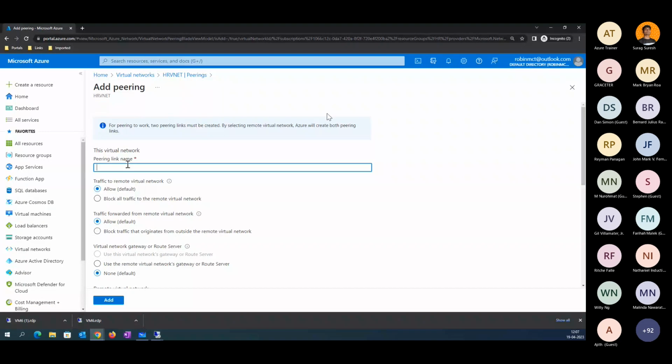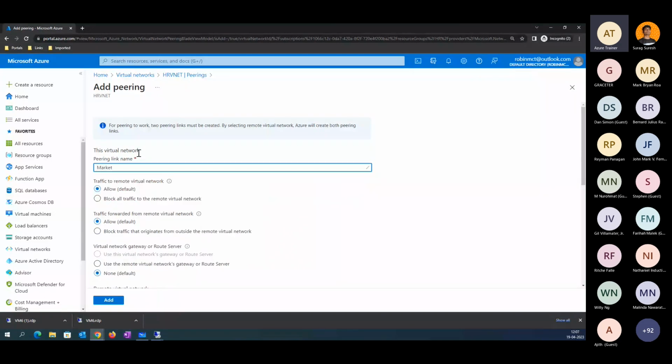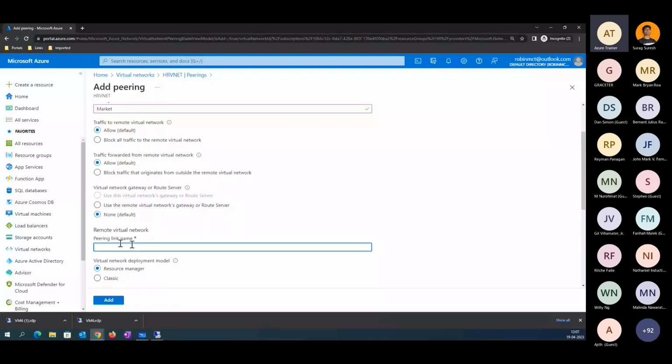For example, you have, what is the other network name? It's called market. I'm saying please go and make a peering with the other one. Right now, I'm just giving a market. I'm making a communication. This is a remote side, right? So on the opposite side, I'm saying market to HR. I'm just making a communication.